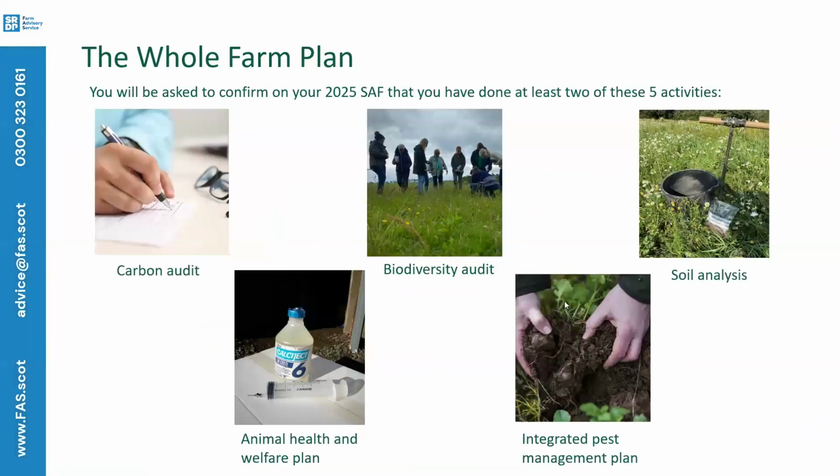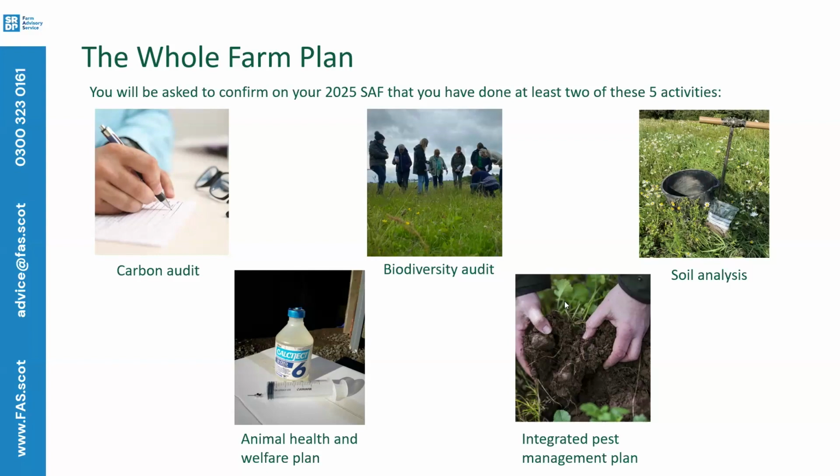So just as a summary for the whole farm plan, you will need to do 5 activities, and that will all be from 2028. But from next year, you will need to do 2: carbon audit, biodiversity audit, soil analysis, animal health and welfare plan, or integrated pest management plan. So tonight we're obviously covering the biodiversity audit and integrated pest management plan, but as an agriculture consultant, my advice to you for next year is to pick the 2 easiest for your business. So that might not be the biodiversity audit at this stage, and it might not be the integrated pest management plan. Think about ones that you've already got in place.